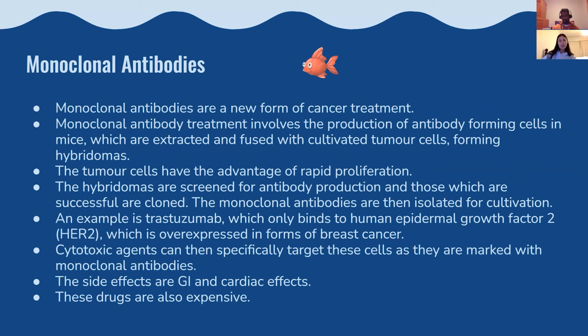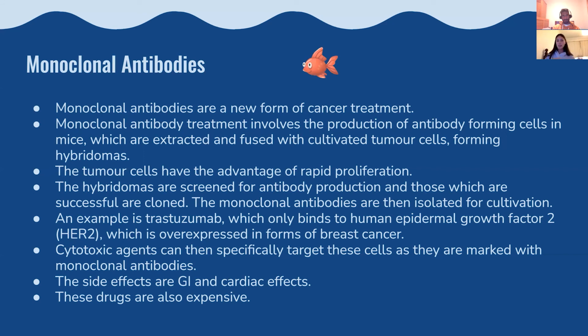Monoclonal antibodies. Monoclonal antibodies are a new form of cancer treatment. They're one of the more recent inventions. This type of treatment involves producing antibody-forming cells in mice, which are then extracted and fused with cultivated tumor cells. So essentially you get this hybrid cell that's called a hybridoma, where you've got an antibody-forming cell mixed with a tumor cell. And the good thing about a tumor cell, well, it's not good when it's in cancer, but because they rapidly proliferate, you'll get a lot of these hybridomas formed in a short period of time.